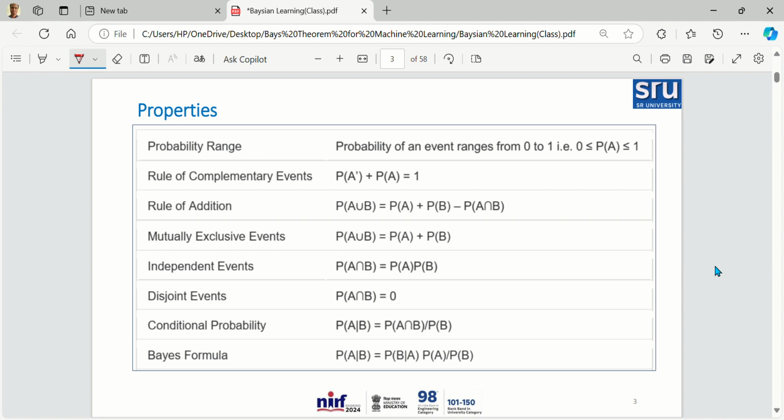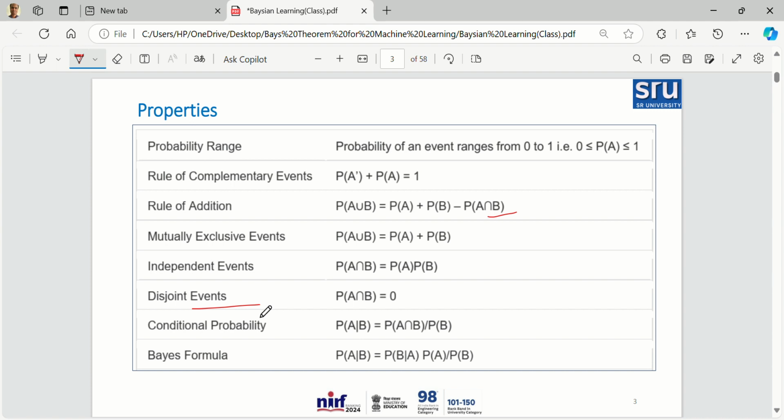The complementary event rule is the probability of A complement plus probability of A equals 1, same as in set theory. Rule of addition: probability of A union B equals probability of A plus probability of B minus probability of A intersection B. If they are mutually exclusive, then probability of A intersection B is 0. That is given in the disjoint events, your mutually exclusive events.